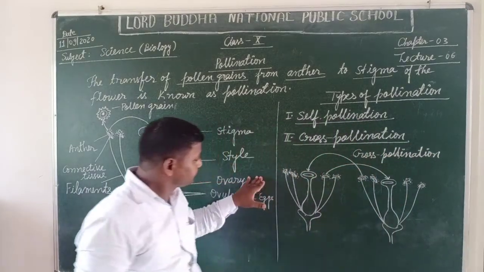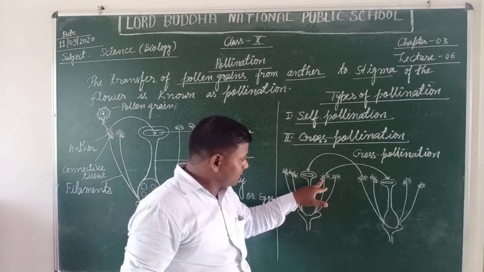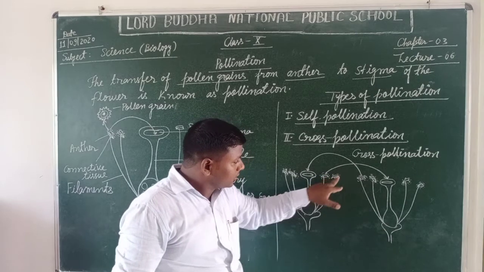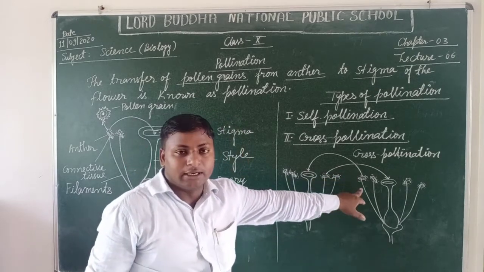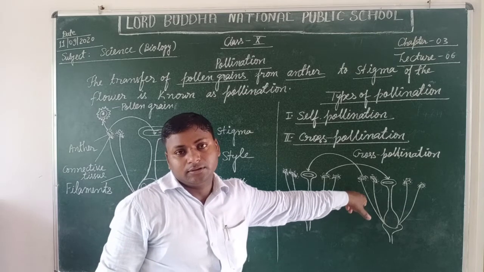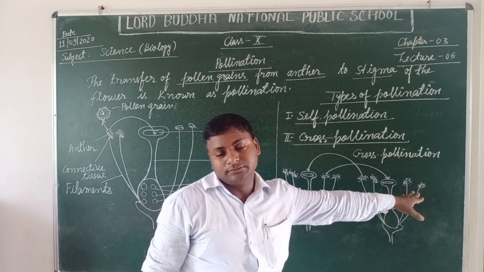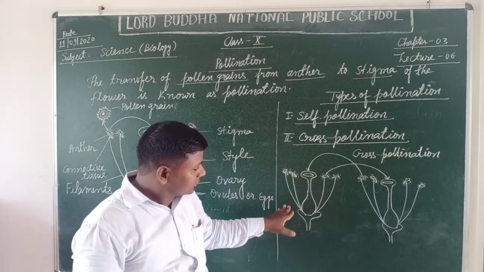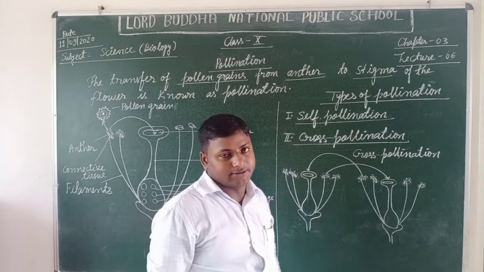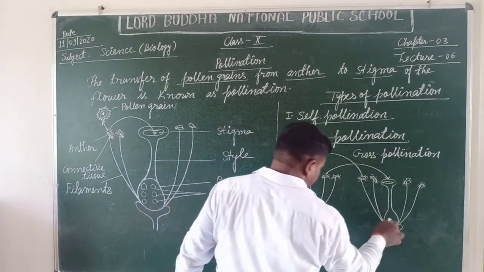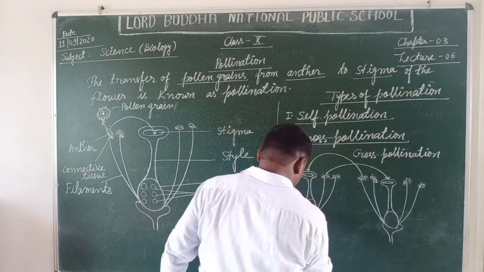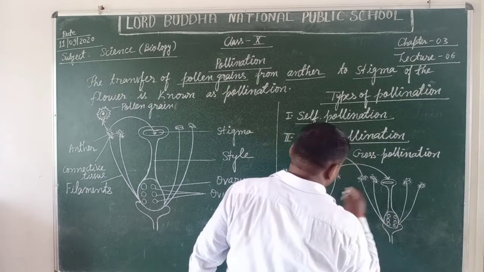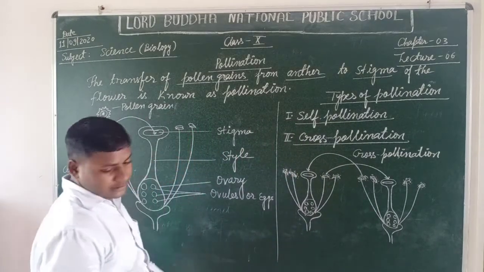Is that clear? If pollen grains are transferred from the anther to the stigma of a neighboring or nearby flower, that is, the stigma of another flower, then this is called cross-pollination. With the help of this diagram, you can understand cross-pollination very well.